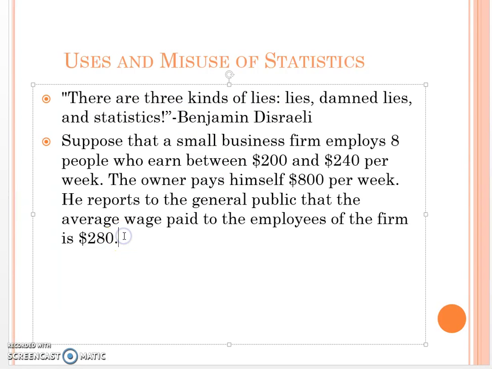Okay, let's look at the next example. I'll give you 20 seconds to review the problems, and see what you see as misused. All right, we're back. Of course, the firm has 8 people who earn between $200 and $240 per week, and the owner himself pays $800 per week, and he reports average wage is $280. So 280 is misleading, all right? Misleading because apparently this is higher than what most of the employees earn. Okay, so this is a misleading statistic.